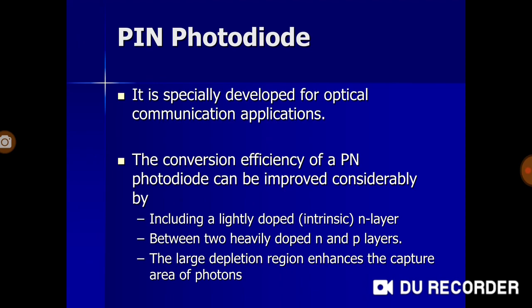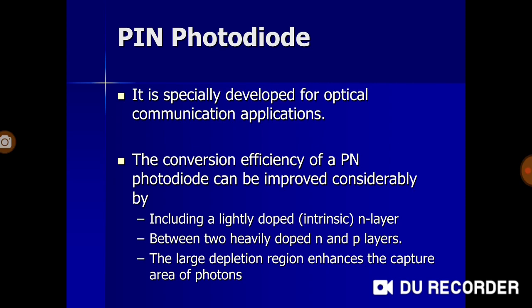Now it is especially developed for optical communication applications. The conversion efficiency of the PN photodiode, the junction that we just studied, can be improved considerably by including a lightly doped or intrinsic N layer. Basically it's a PN diode only, with an intrinsic layer sandwiched between the P and N layers. Now intrinsic is just a relative term that we normally say. We do not literally mean it's intrinsic. It is an N layer which is very lightly doped.